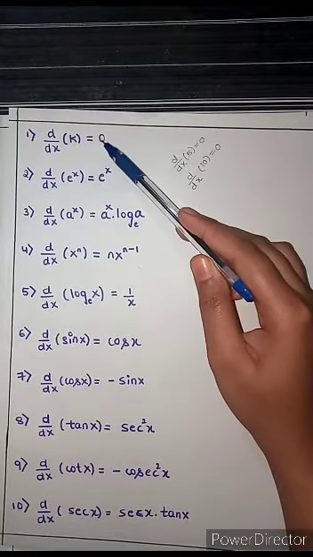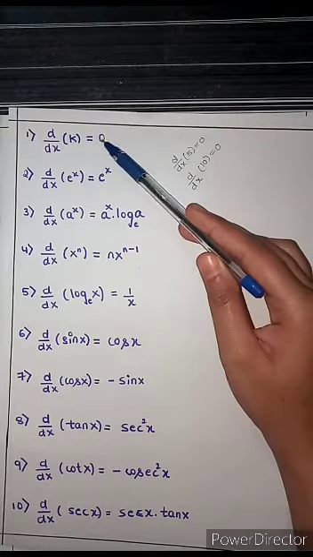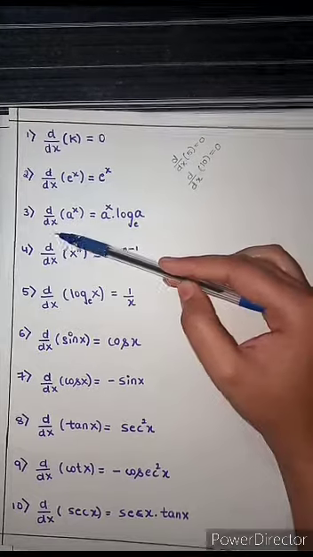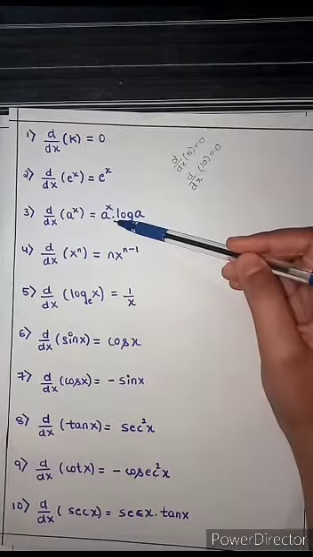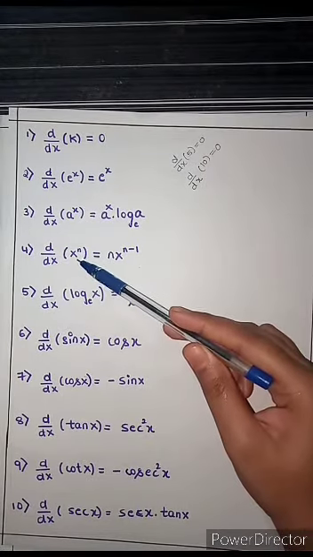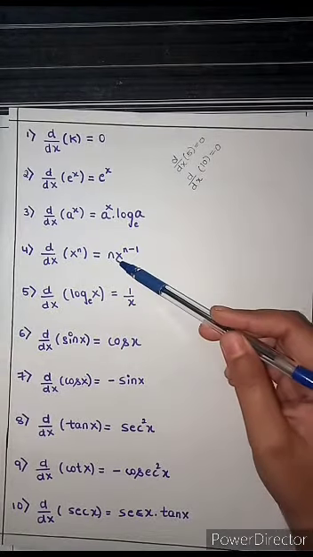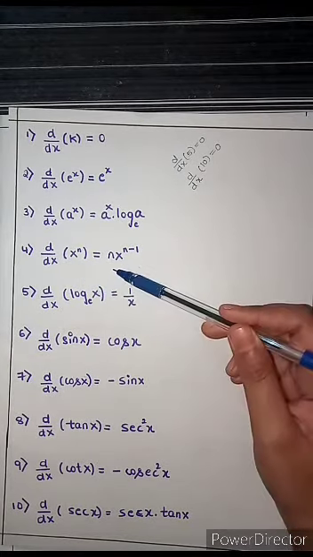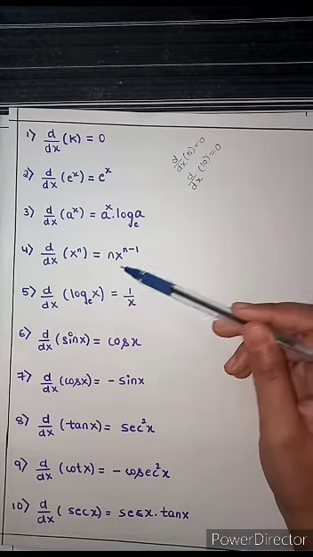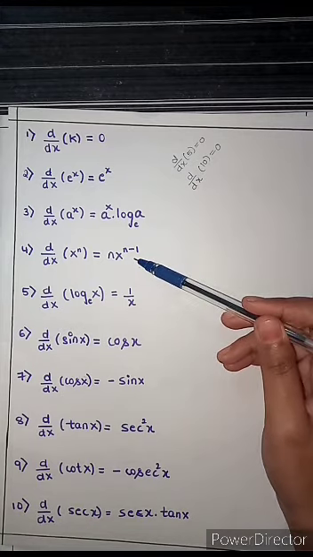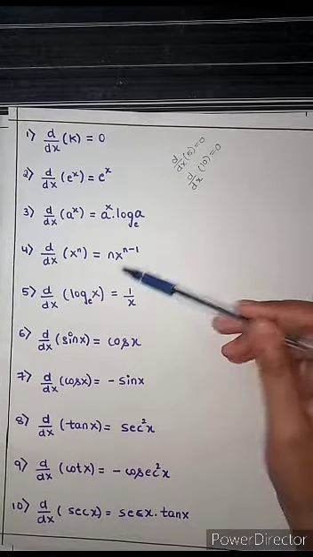Derivative of k is 0. Derivative of constant is 0. Whereas derivative of e power x is e power x. Derivative of a power x is a power x log a base e. Then let's move to the fourth formula. Derivative of x power n is n x power n minus 1. First you write the power, beside that you write the base, to that base you write n minus 1. That's it. So simple, right?